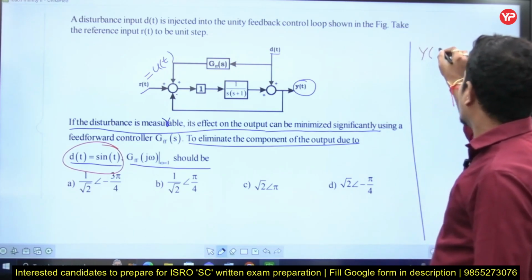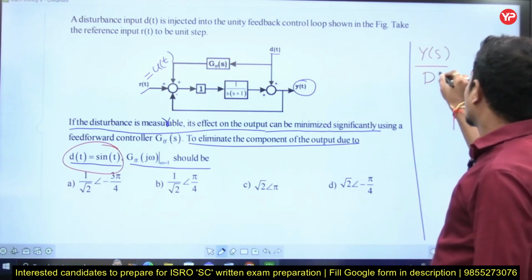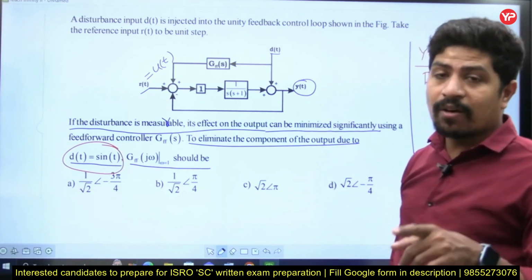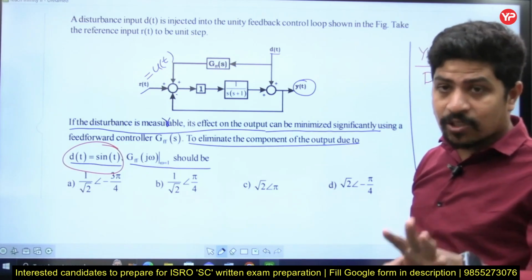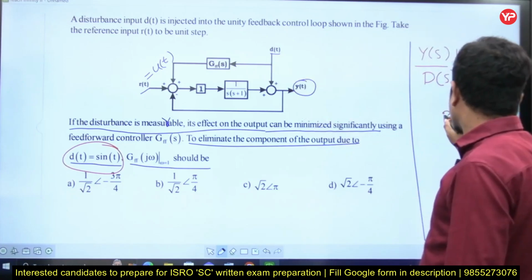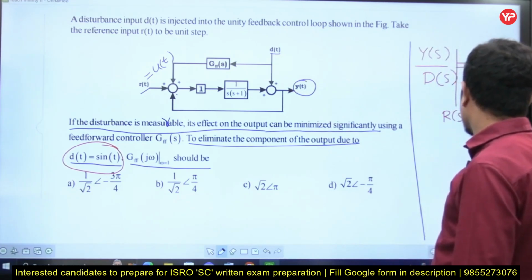Now Y of S by D of S, the Laplace transform of output by the Laplace transform of input, is called the transfer function. Y of S by D of S is the transfer function because of this input D of S. When you're doing this, you have to assume that R of S is equal to 0. I am applying superposition, that's all.